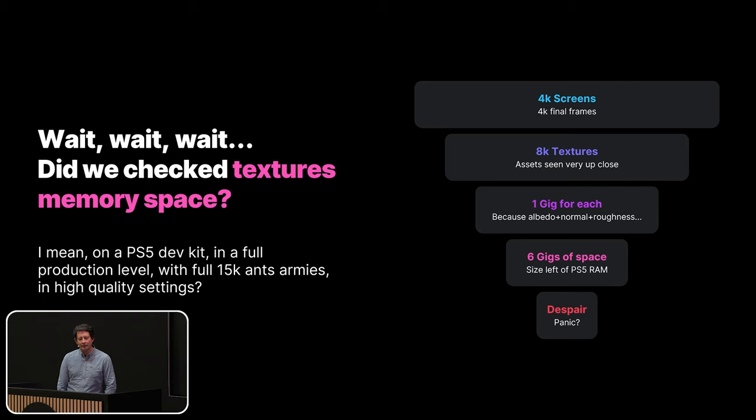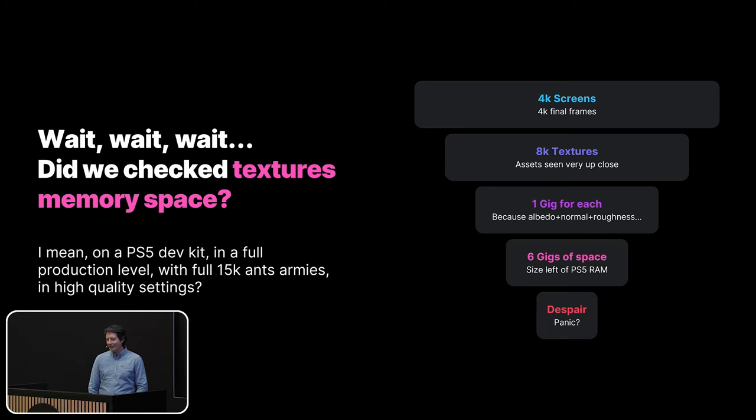We checked everything, but there is this problem with texture memory space. So basically, we are going to render on a 4K screen like this one, and we are very close to the assets. So it means some assets will require 8K textures, which is fine, but an 8K texture with all of this channel is about 1 GB per texture. And actually, once the rest of the game is running, we had 6 GB left of actual memory space on the PS5. So when you tell that to your art director and your tech director, usually they jump to your desk and are like, now we can't do a game with only 6 textures. That's never going to run.